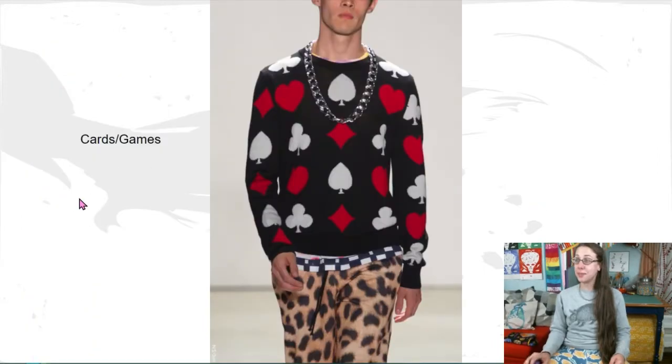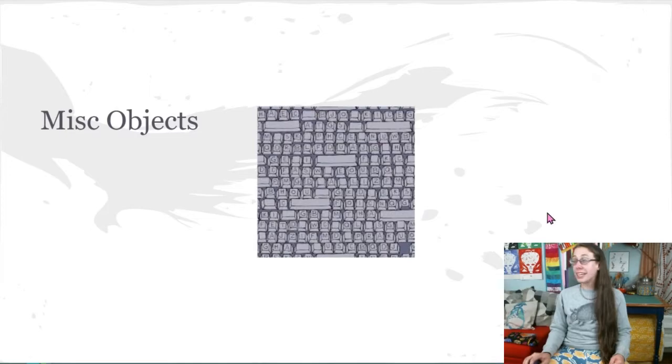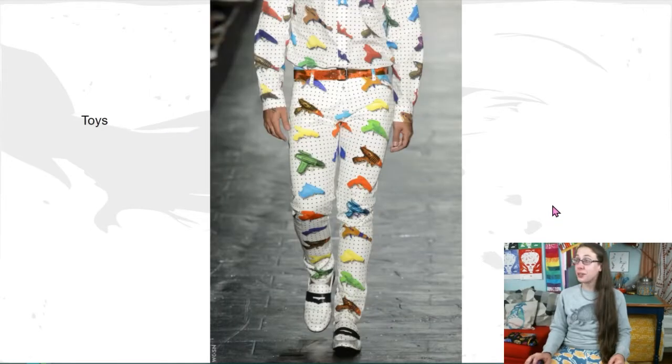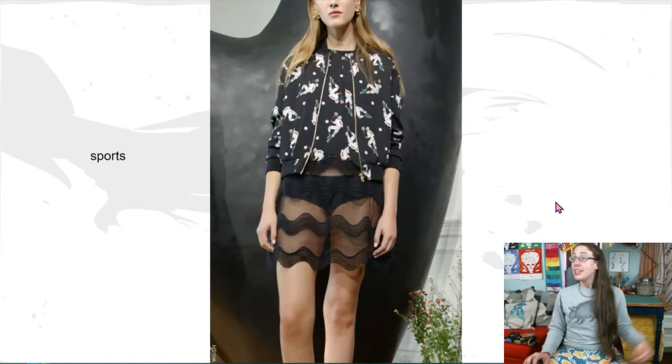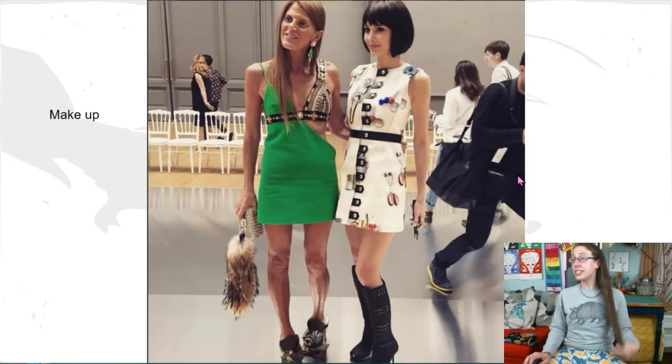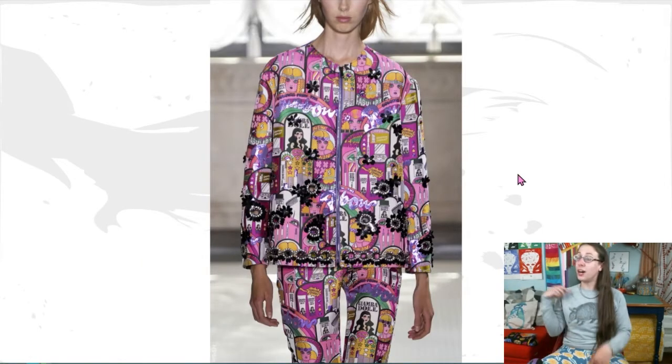Beachwear, card games, other random objects, toys, sports. Notice all of these are on adult clothing, right? There is room for this in an adult market. Toiletries, that's again more makeup. All of these are going to be available on the line and linked below this PowerPoint, so you guys can check it out yourself if you want to look at any of these closer.